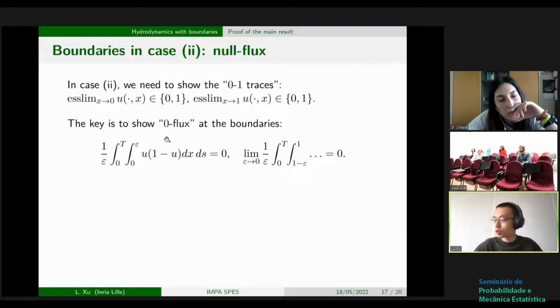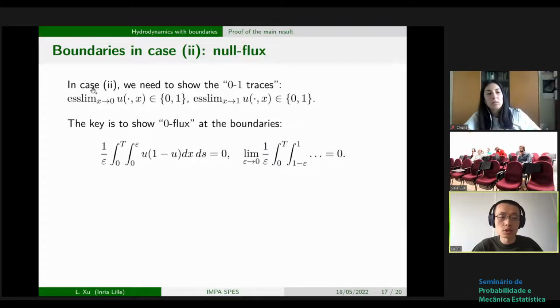And for the boundary condition, maybe I can just explain the first case. So let's see case 2. This is a degenerate case where I should have a 0-1 boundary condition, which essentially means that the essential limit of the solution at the boundary takes values 0 or 1. And how to prove this one? The key is to show an argument which says that the flux is 0 at the boundaries. So what is this? The argument is like this. Sorry, so this is not equal to 0. This is the limit of epsilon. When epsilon is small, this equals 0.